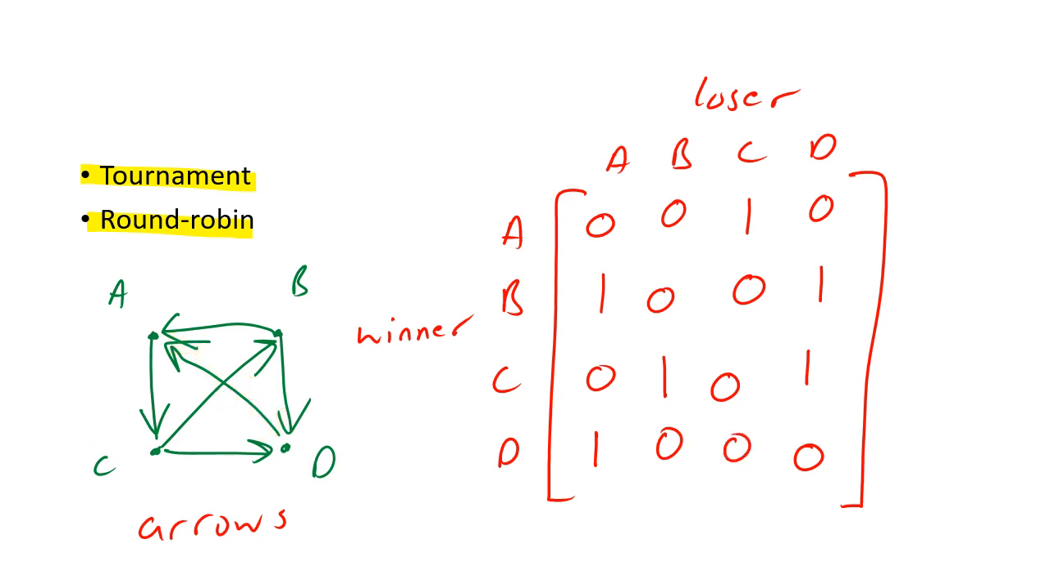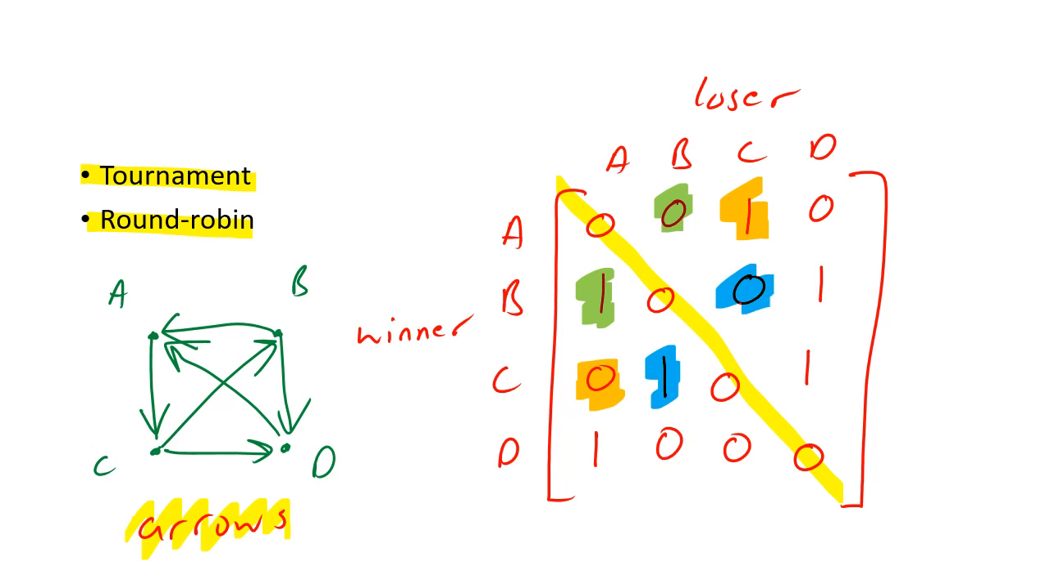Now, let's go back to this idea of the arrows and what that means. Well, if we look along our leading diagonal, we have the opposite of symmetry. So let's look at the pairs of these things. This 1 pairs with this 0. So B beat A, therefore A cannot beat B. So you have a 1 and a 0. And again, here we have a 0 and a 1. And here we have a 1 and a 0.